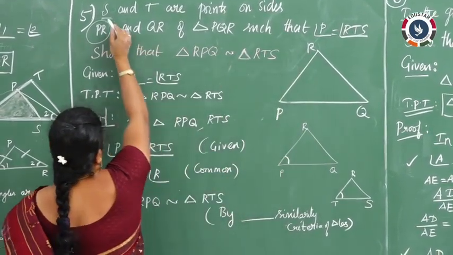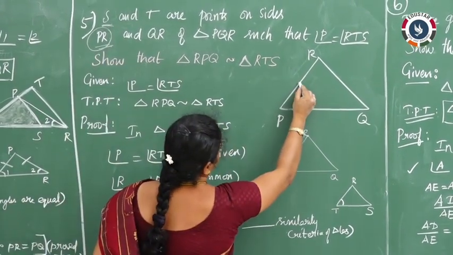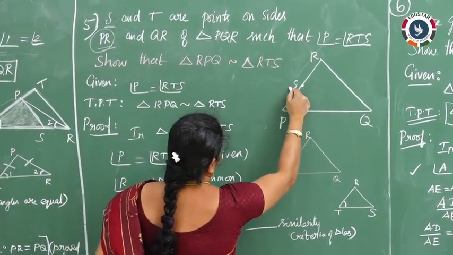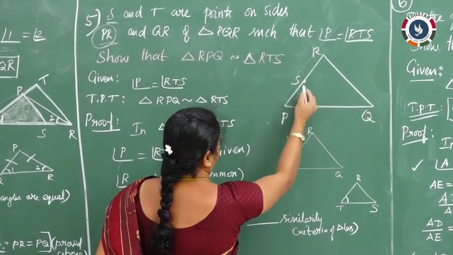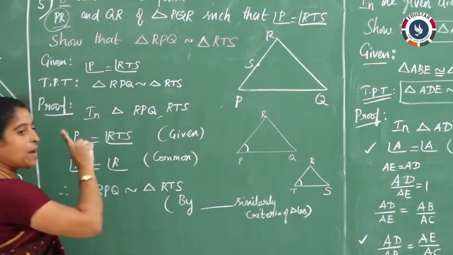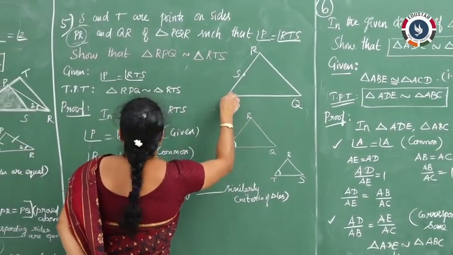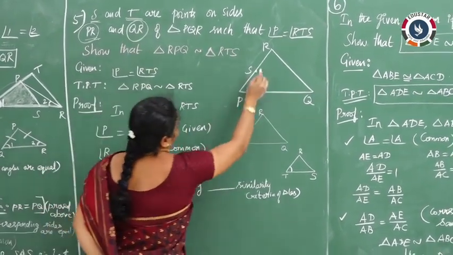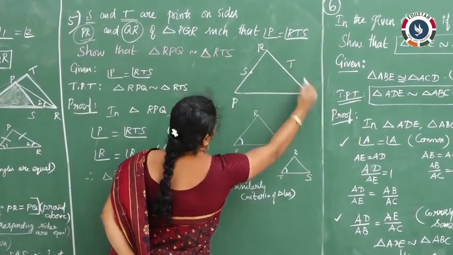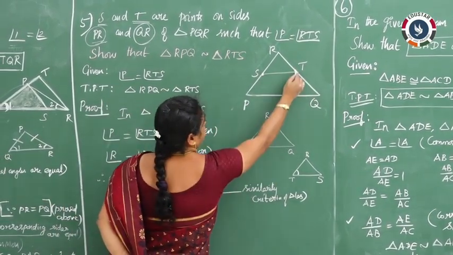In that, what do I have to mark? I have to locate S on side PR. So on side PR I can mark anywhere. I can mark it here, wherever I want. Not exactly, they did not say it is the midpoint. So I have to mark any point on PR. Next, T is the point on QR. So I have to mark T on QR. I have to join those two points.